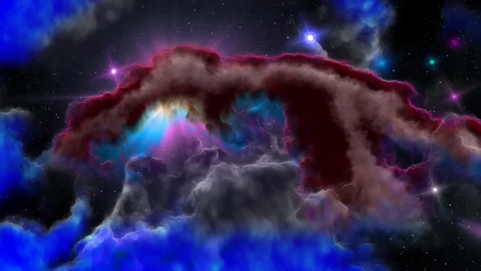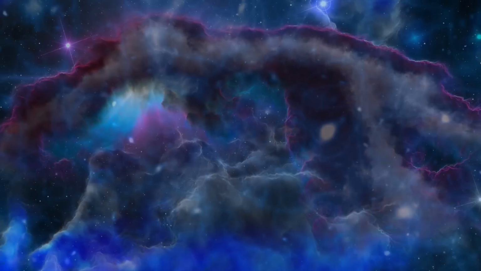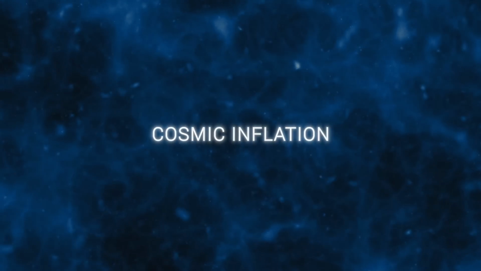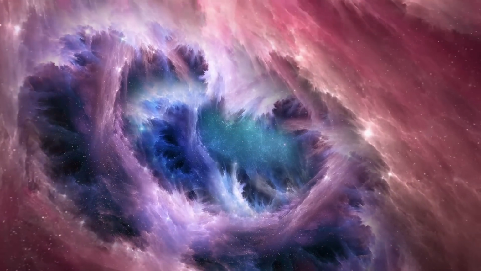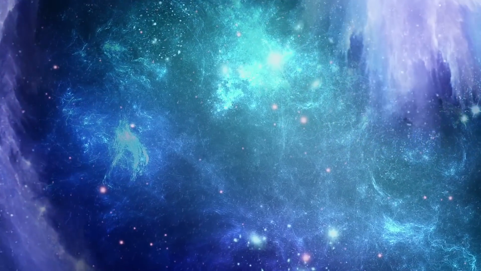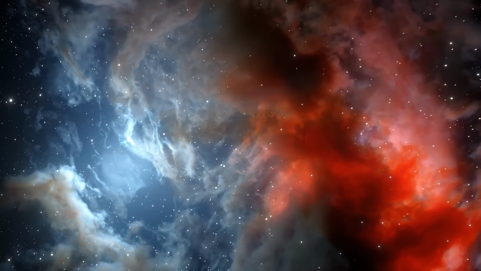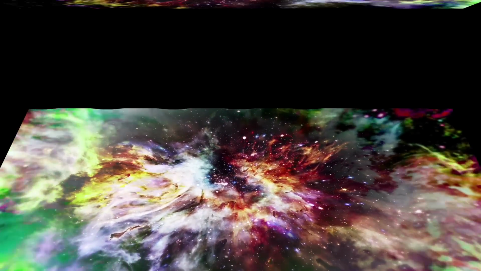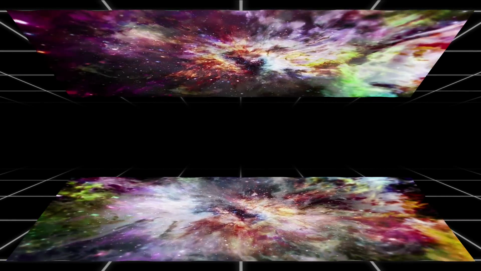No matter how much we study the universe, one theory has dominated our understanding of its earliest moments: cosmic inflation. It's the idea that in the first fraction of a second, the universe expanded at an unimaginable speed. But what if this fundamental premise is only half the story? What if the universe we live in has an analog, a mirror image that moves backward in time?